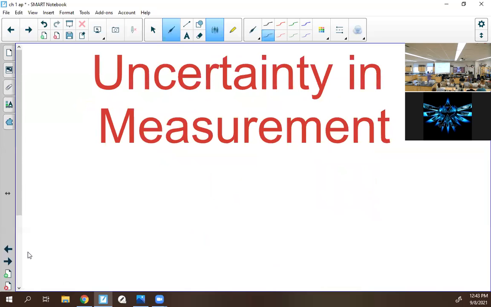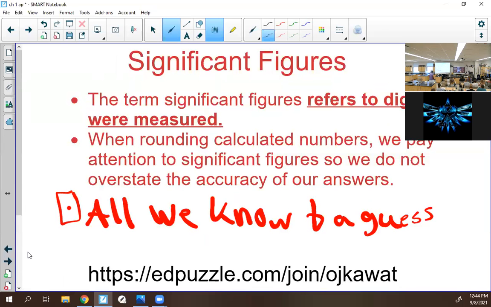All right, now back to uncertainty of measurements, and we will apply this to density coming up in a minute. All right, significant figures. This is how we report how well we know our answer. And this is a huge part of this class.